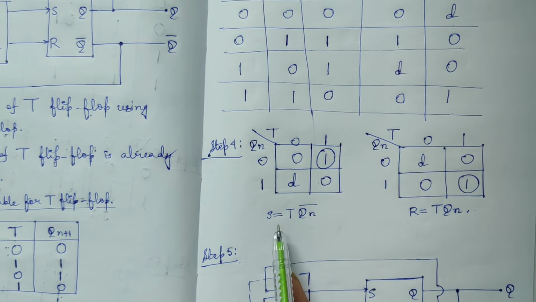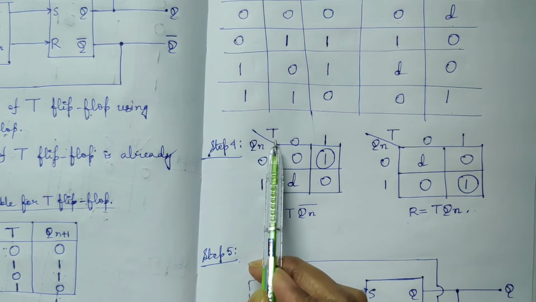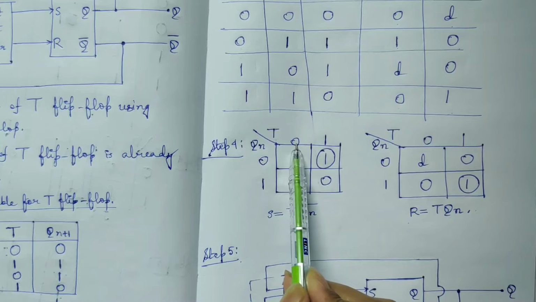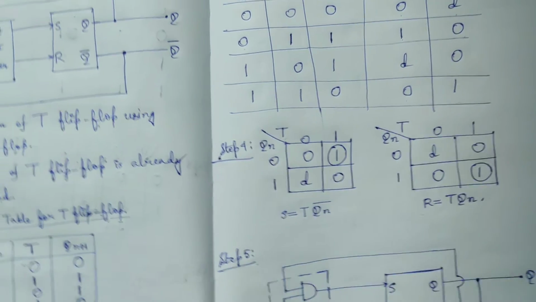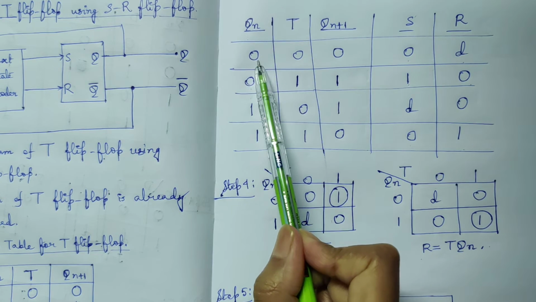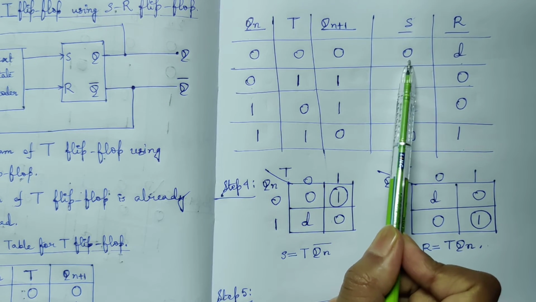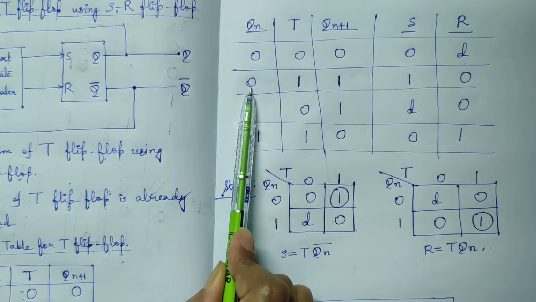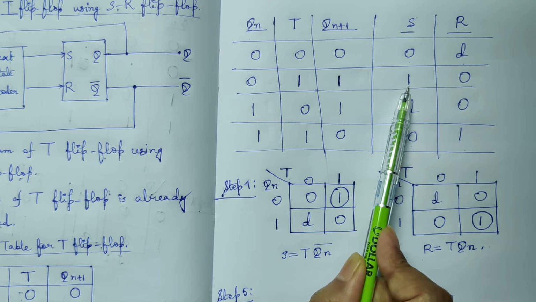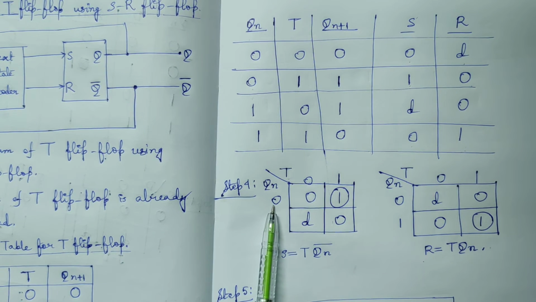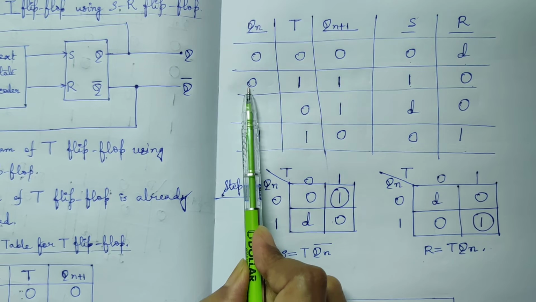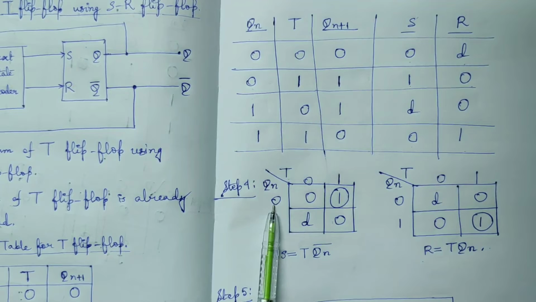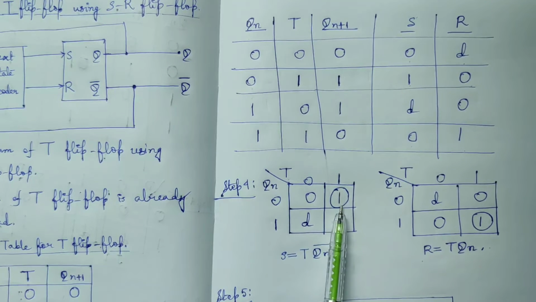Now coming to the excitation map for S. This is Qn, this is T. So when Qn is 0, T is 0, what will be the value of S? When Qn is 0, T is 0, the value of S is also 0. So we are writing here 0. Next, when Qn is 0, T is 1, then the value of S is 1. So Qn is 0, T is 1, so the value of S is 1.